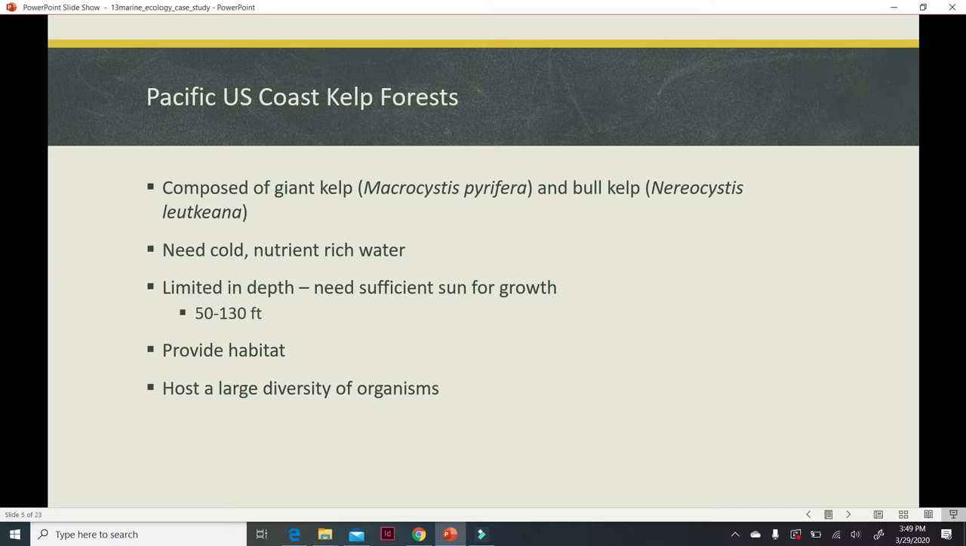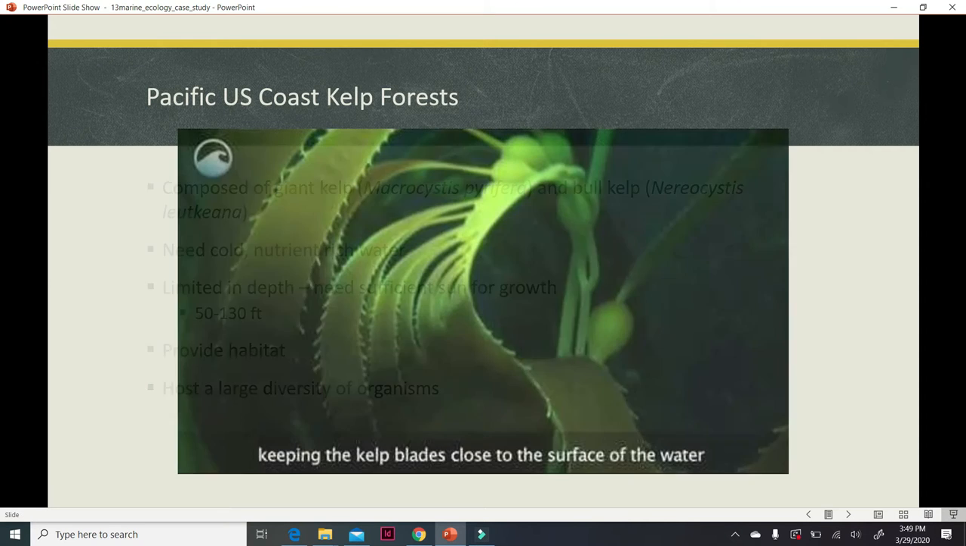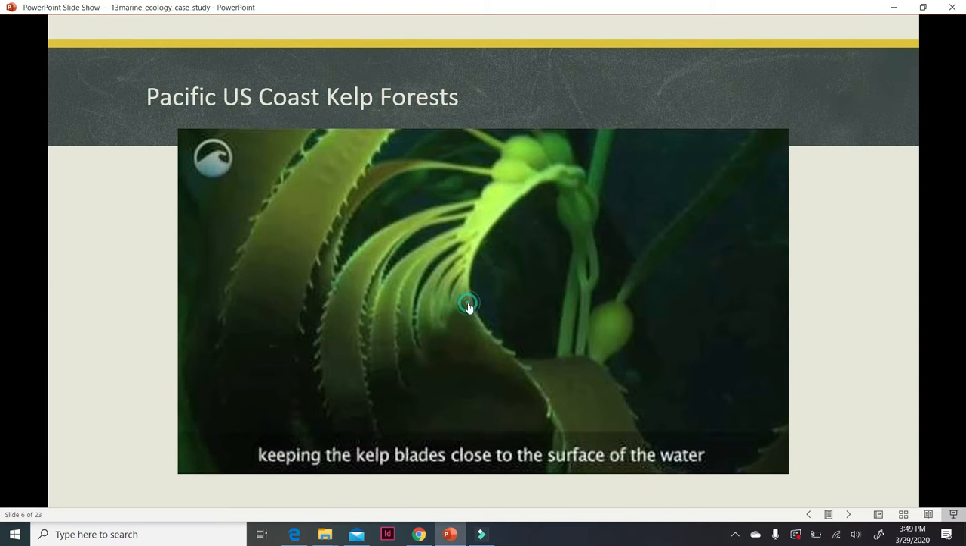Just like a forest provides habitat for things like squirrels or birds or raccoons or things like that, kelp forests provide habitat for marine organisms, and they actually host a huge diversity of organisms. They're one of the most diverse habitats in the ocean. So they're a very, very interesting habitat. Let's take a look and see what these look like.